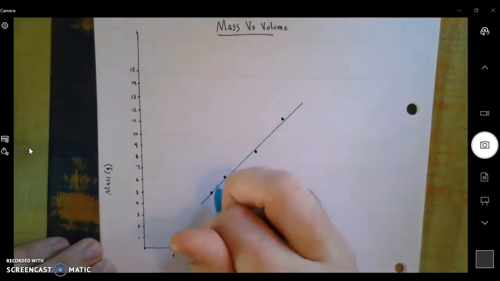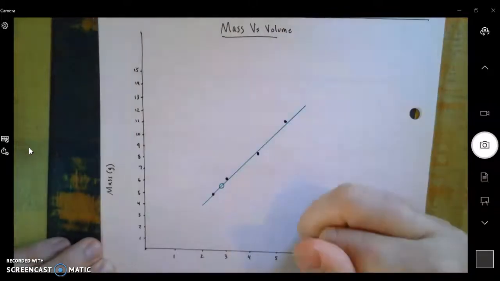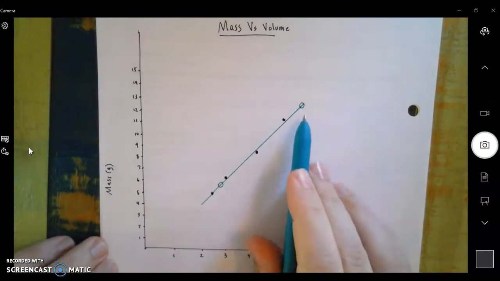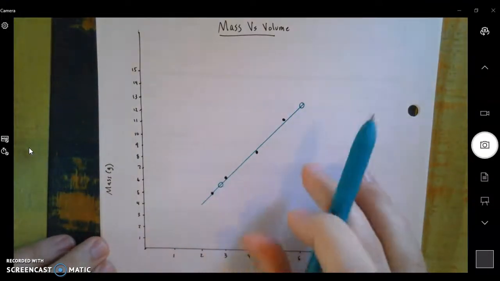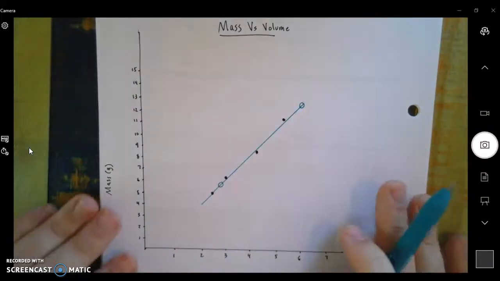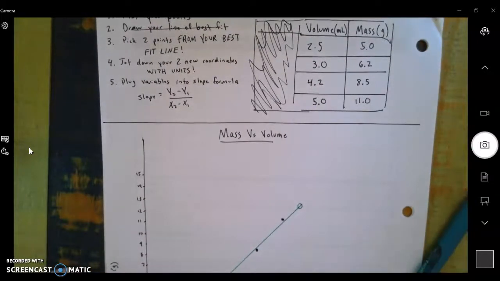So why don't I pick a point right here and a point right here. You can see how I made these points look different than my data points, because I don't want to confuse these. And I'm going to be using these 2 specific points to find my slope. Alrighty, so we picked 2 points from our best fit line.